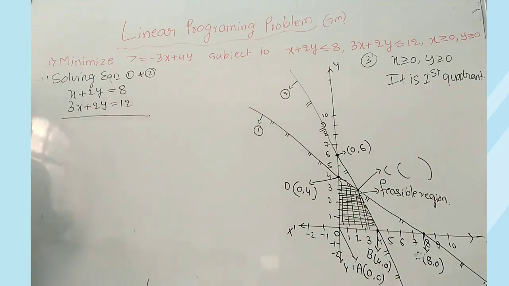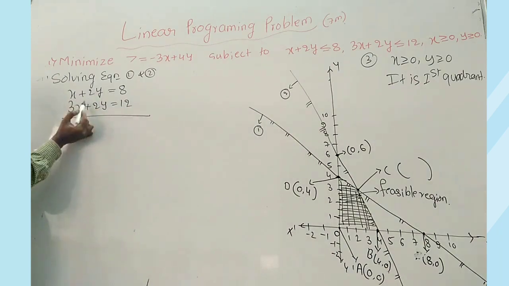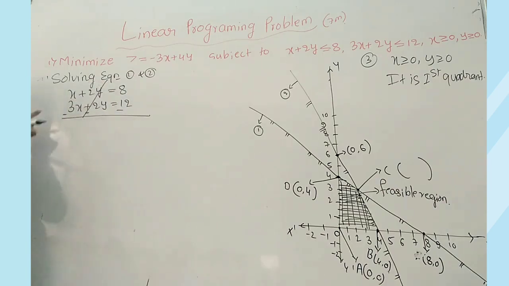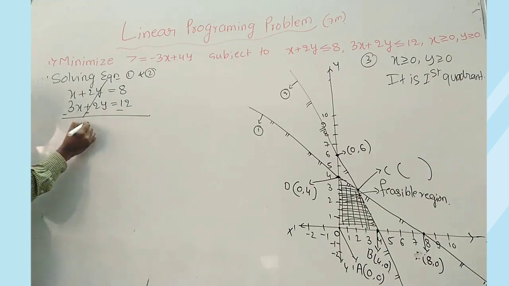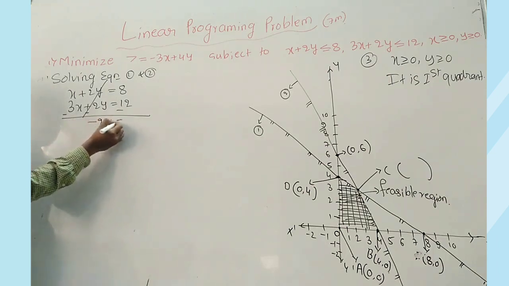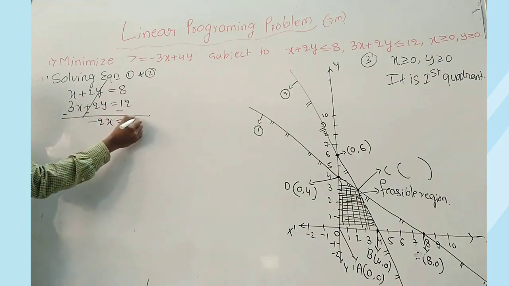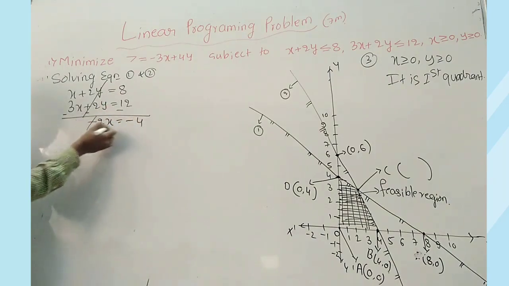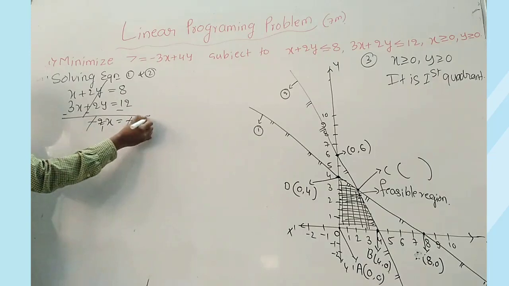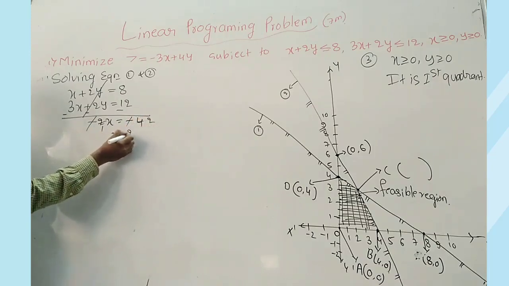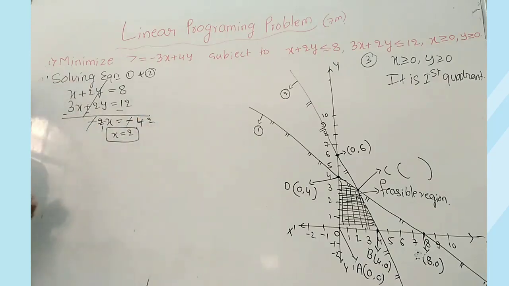Is it possible to solve this system of linear equations? The x terms are not the same, but the y terms are the same, and the sign is the same, so we can change the sign. This is minus, minus, minus. Plus 2y minus 2y cancels. x minus 3x is minus 2x, equals 8 minus 12, which is minus 4. Minus on both sides cancels. So x equals how much? I got x equals 2.